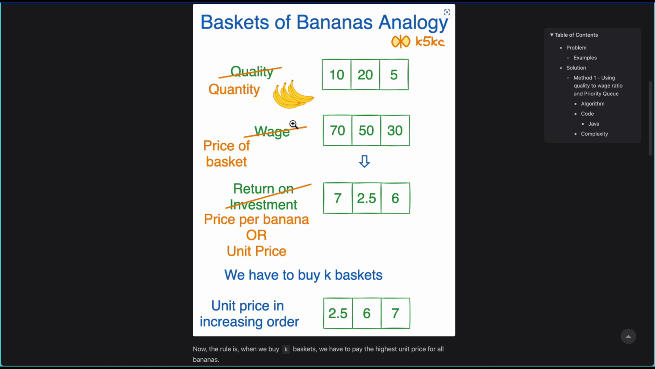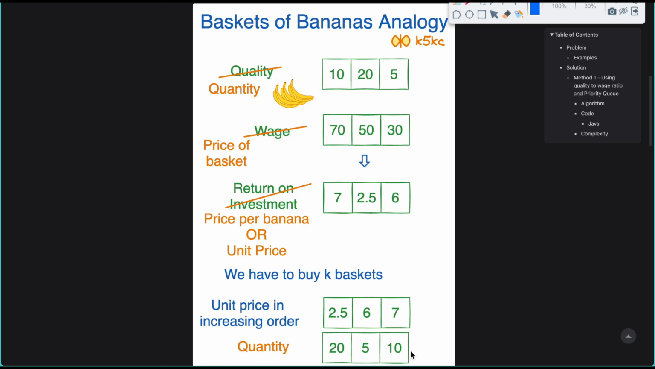Suppose that we are buying bananas or apples from the supermarket, and we can buy them in buckets or in baskets. So what we can think of as quality in this case is quantity, right? For firms, quality is what the employee or the worker brings. And for us, it is how many bananas, for example, we buy.